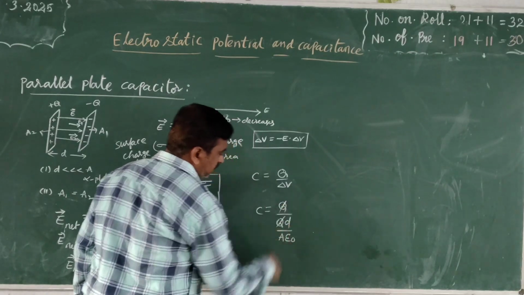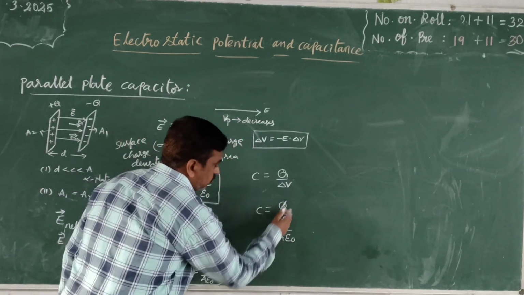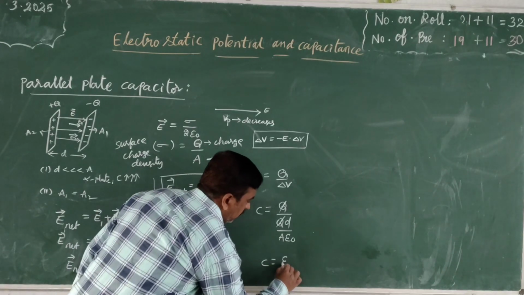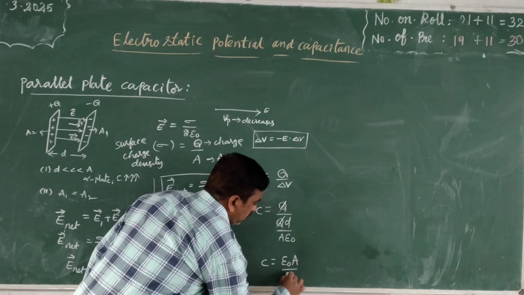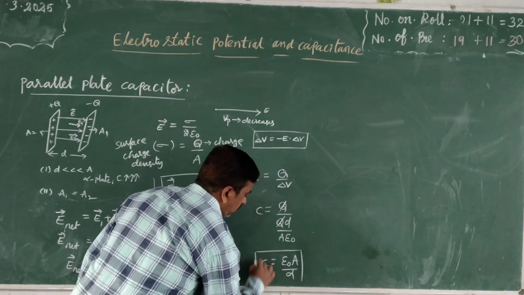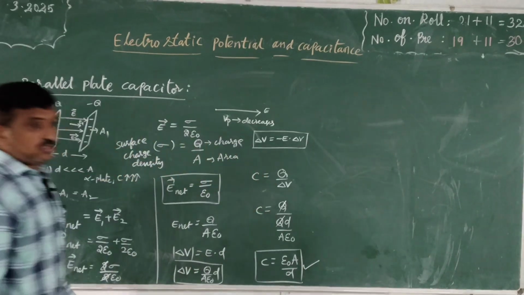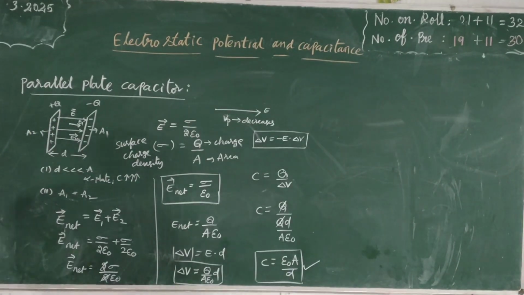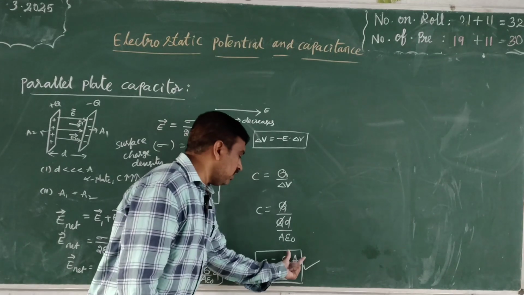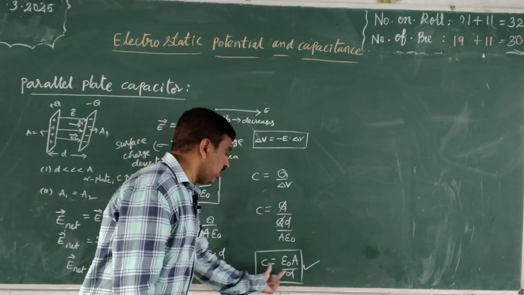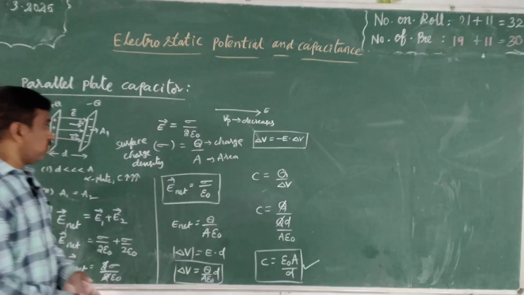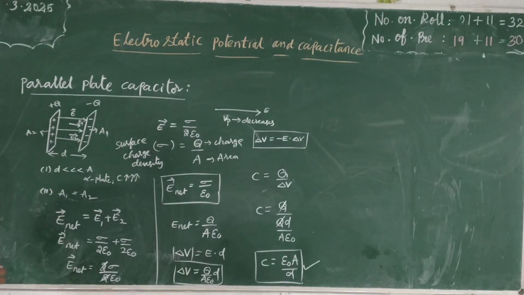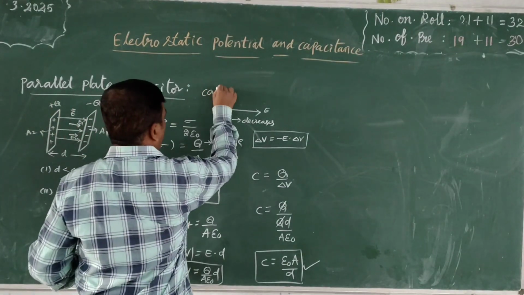So Q cancels. What do we get now? It changes to the numerator: C equal to epsilon naught A by D. It is the capacitance of the parallel plate capacitor. What is the capacitance of the parallel plate capacitor? C equal to epsilon naught A by D. I write here the capacitance of the parallel plate capacitor.